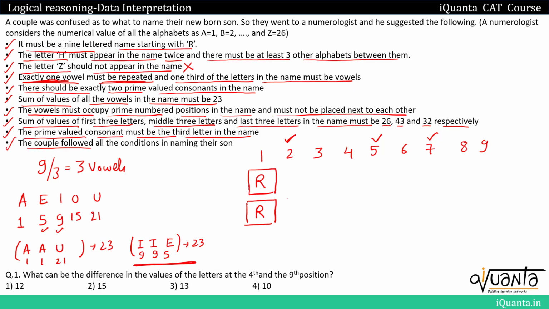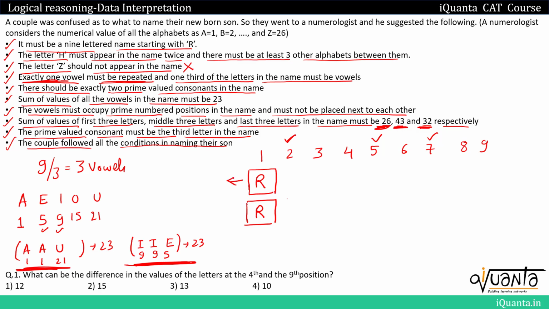Then the last condition is that the couple followed all the conditions in naming their son. So all the conditions are being followed in naming their son. So now we know about the positions of vowels. The possible values were A, U and I, E. And we also know that the sum of the first 3 letters, middle 3 letters and the last 3 letters in the name must be 26, 43 and 32. So we'll decide which vowel will be put at which position.